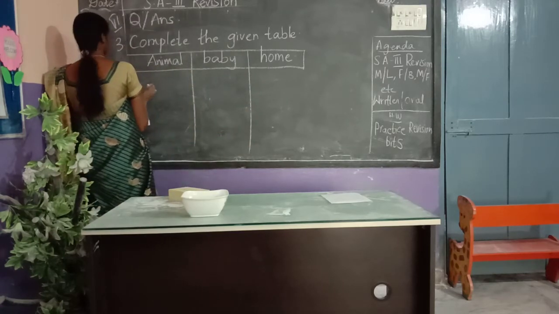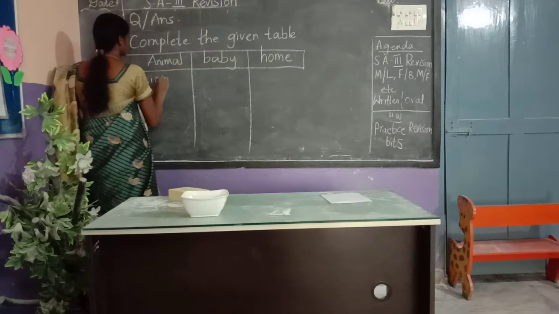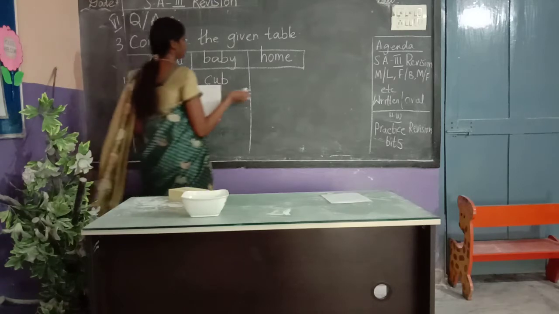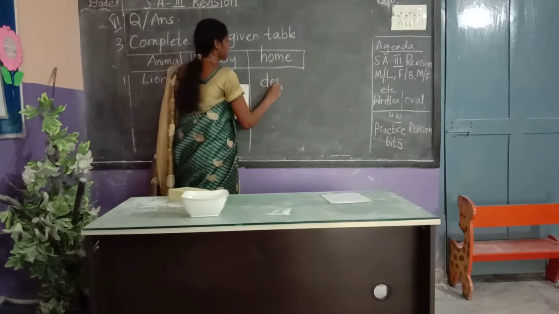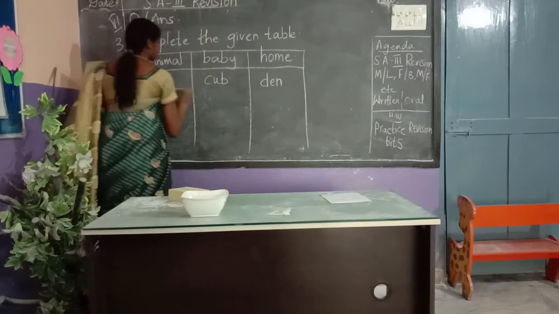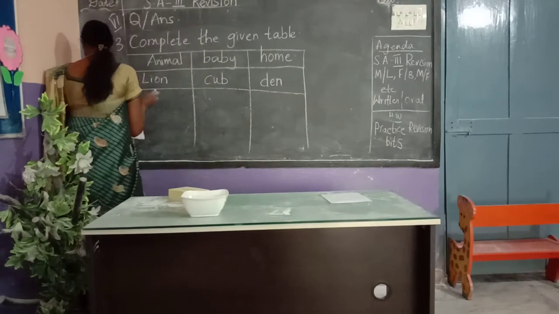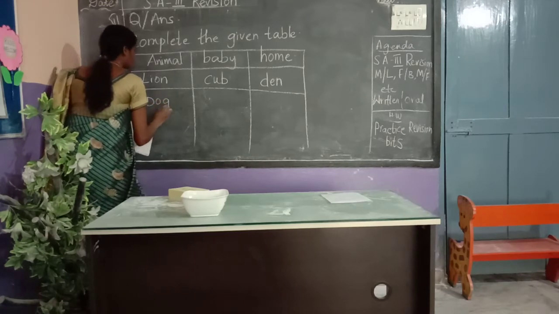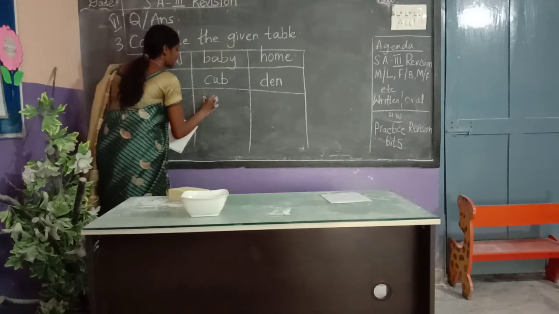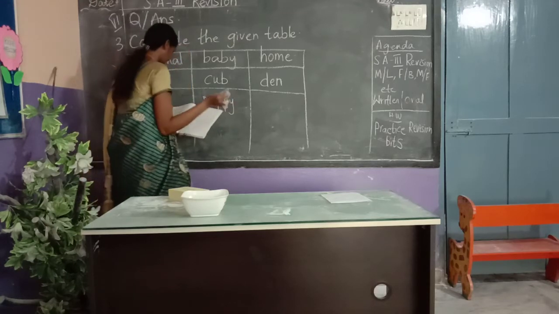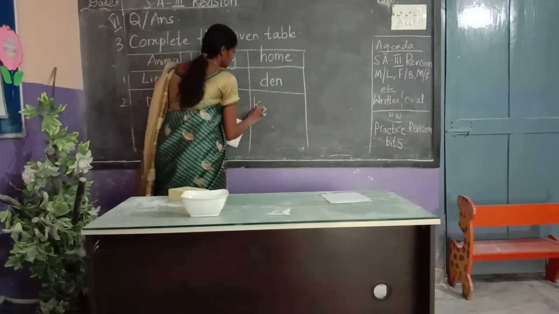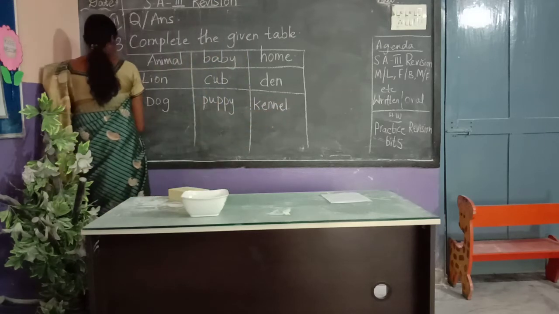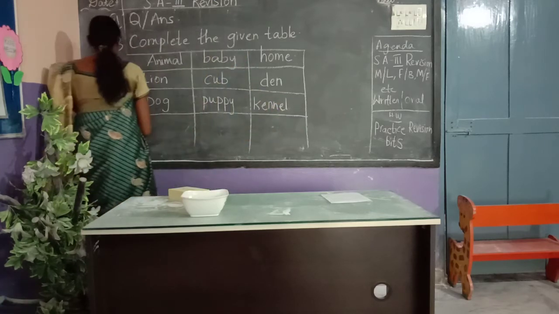First one, lion, L-I-O-N. Lion's baby is called a cub, C-U-B. And where do they live? They live in a den, D-E-N. Very good. Now, second one is dog. Dog's baby is called a puppy, P-U-P-P-Y. Then home: K-E-N-N-E-L, kennel.